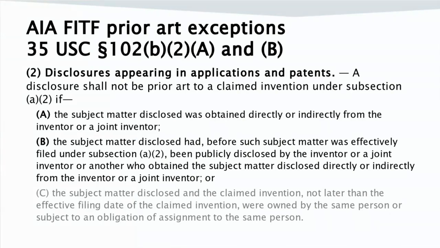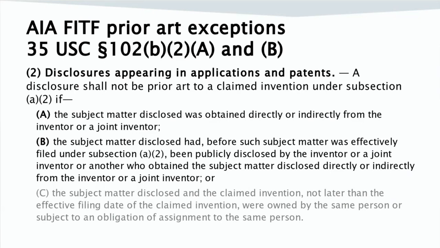Under the 102(b)(2)(A) exception, a 102(a)(2) reference is not prior art as of the effectively filed date if the subject matter disclosed was obtained from one or more members of the inventive entity, either directly or indirectly. The 102(b)(2)(B) exception applies to U.S. patent documents that would otherwise qualify as 102(a)(2) prior art, similar to how the (b)(1)(B) exception applies to third-party grace period disclosures that would otherwise qualify as 102(a)(1) prior art.